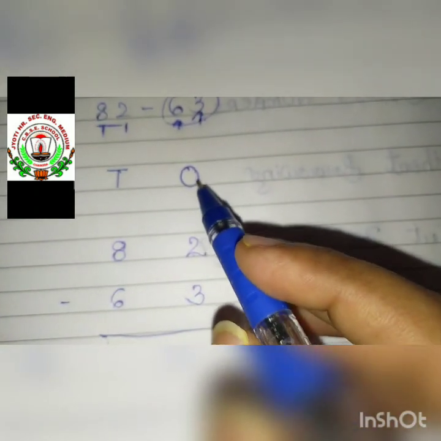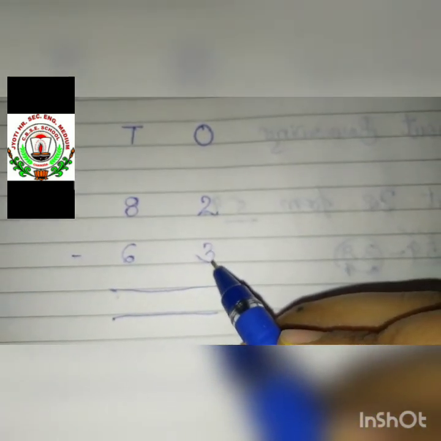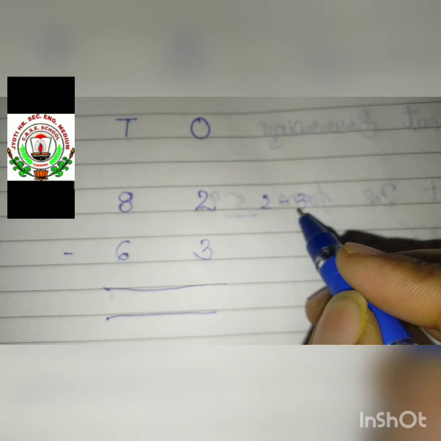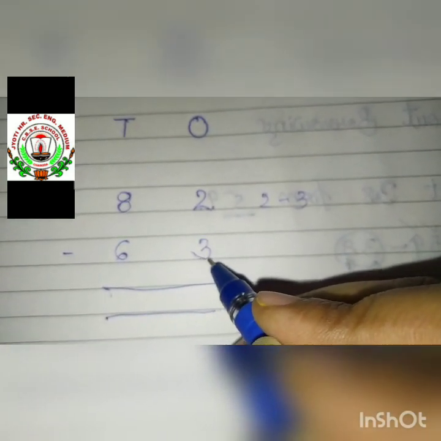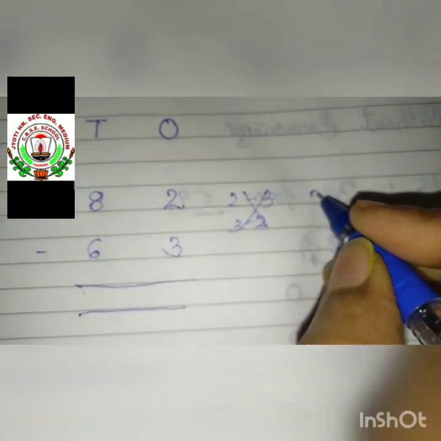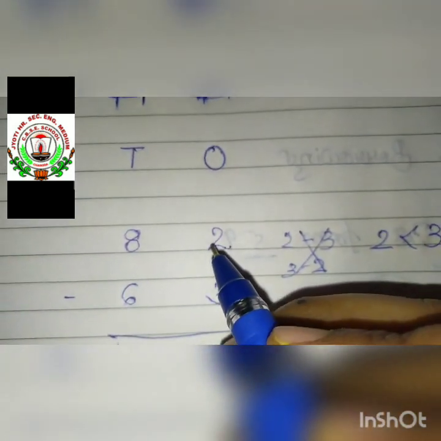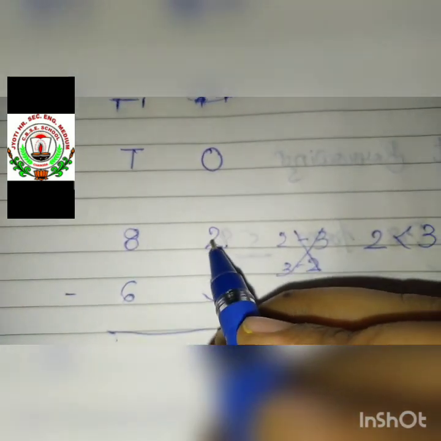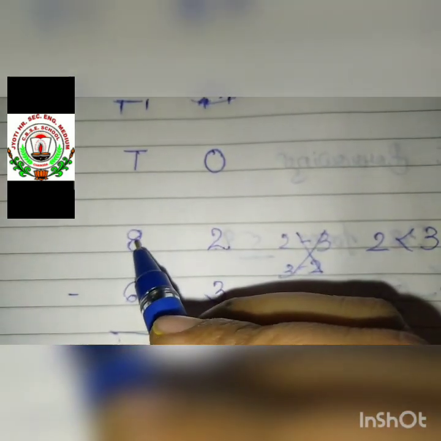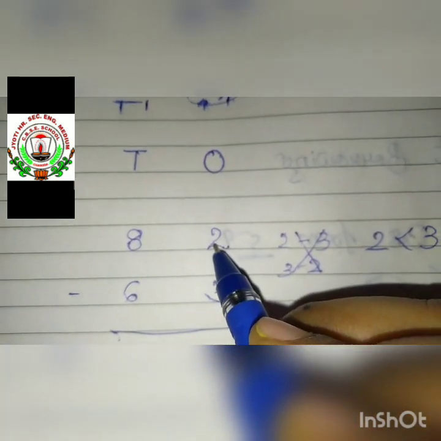See, always start from the ones column, then the tens column. So in the ones column, 2 is the first number, 3 is the second number. We can't subtract 2 minus 3, and similarly 3 minus 2 we also can't do, because 2 is smaller than 3. So in such a case, we need to borrow from the next column. The next column is our tens. So we will take 1 ten from 8 and do the calculation.